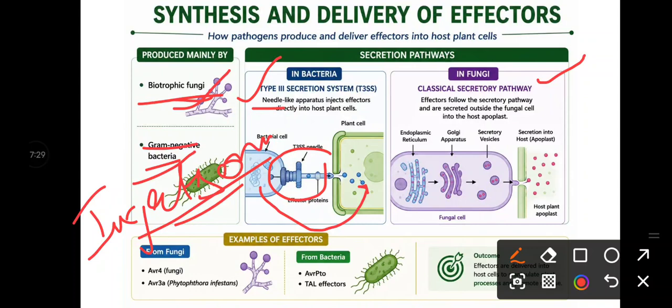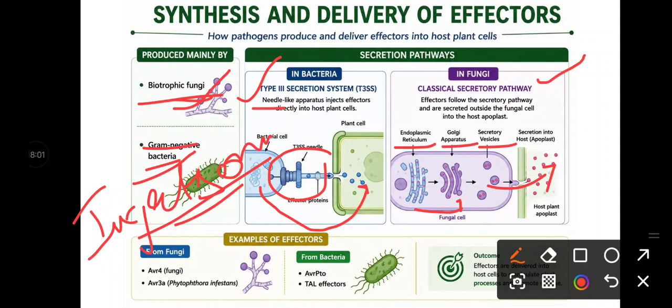So this includes the endoplasmic reticulum, Golgi apparatus, and secretory vesicle. From the endoplasmic reticulum to the Golgi apparatus, then the secretory vesicle will encapsulate that effector protein and it will ultimately be released into the apoplast. Then from the apoplast, this effector will enter inside the plant through various means, like endocytosis.